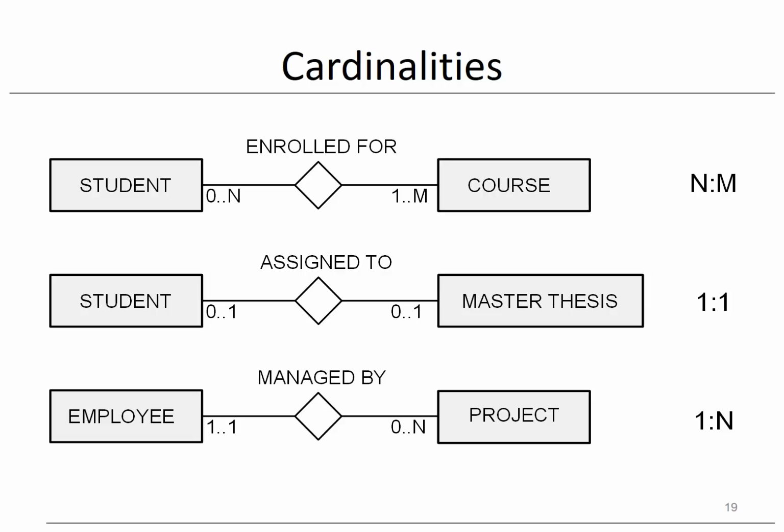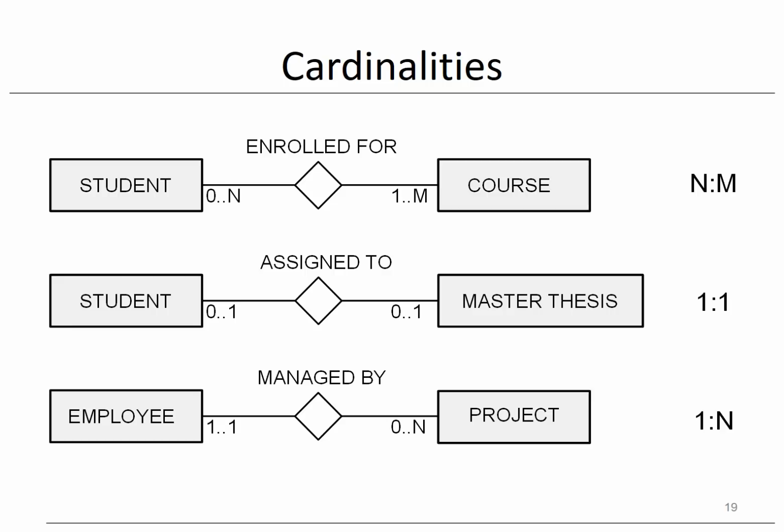Here you can see some examples of binary relationship types together with their cardinalities. A student can be enrolled for minimum 1 and maximum m courses. Conversely, a course can have minimum 0 and maximum n students enrolled. This is an example of an n to m relationship type, also called many-to-many relationship type. A student can be assigned to minimum 0 and maximum 1 master thesis. A master thesis is assigned to minimum 0 and maximum 1 student. This is an example of a one-to-one relationship type.